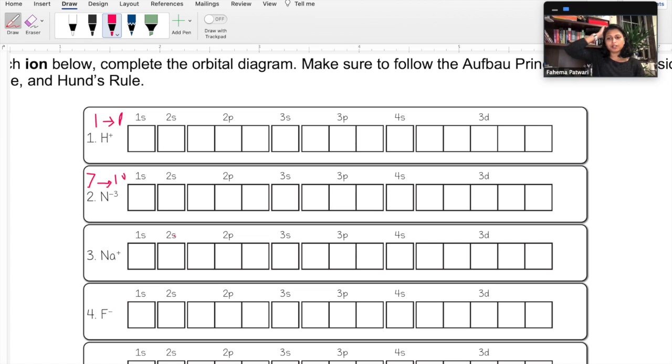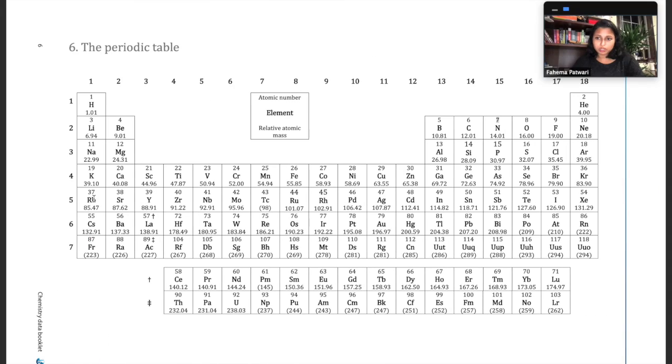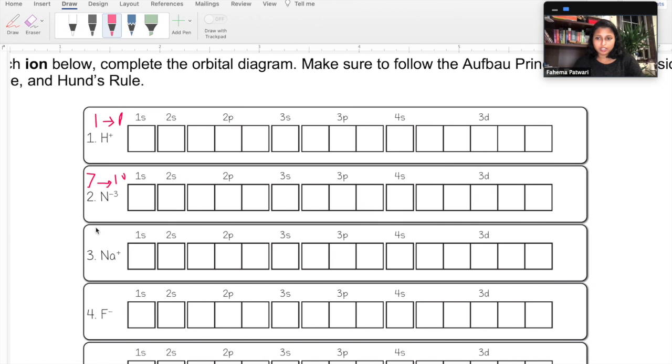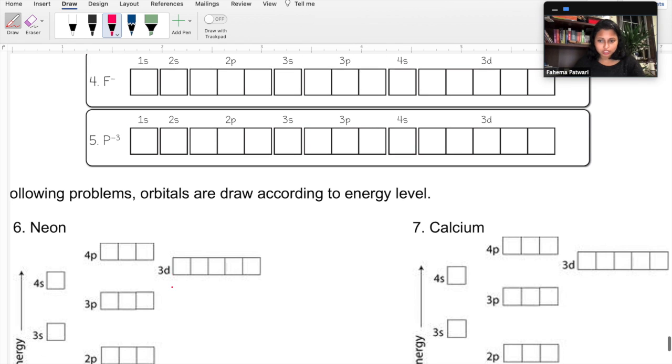But I'm not going to waste your time by going through all of this in the video. I think you can get how to do this. So I'll just show an example again with sodium. Sodium has 11 electrons, but this sodium ion has a +1 charge. That means it lost 1 electron, and now it has 10 electrons, right? And you would just fill in the orbital diagram the same way you did previously. All right, so that is it for today's lesson.